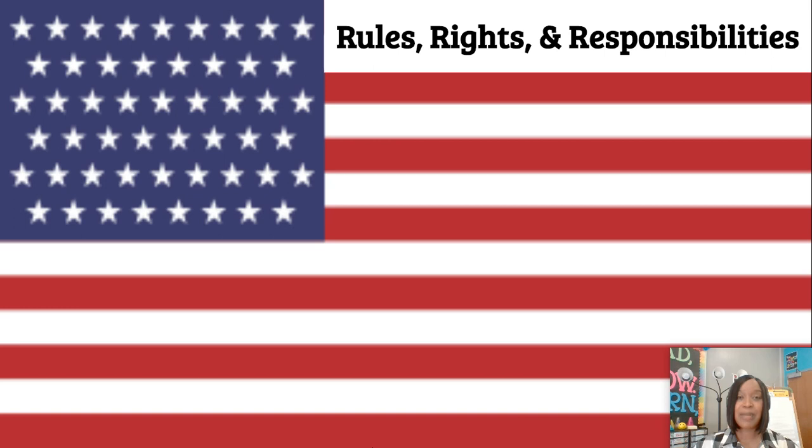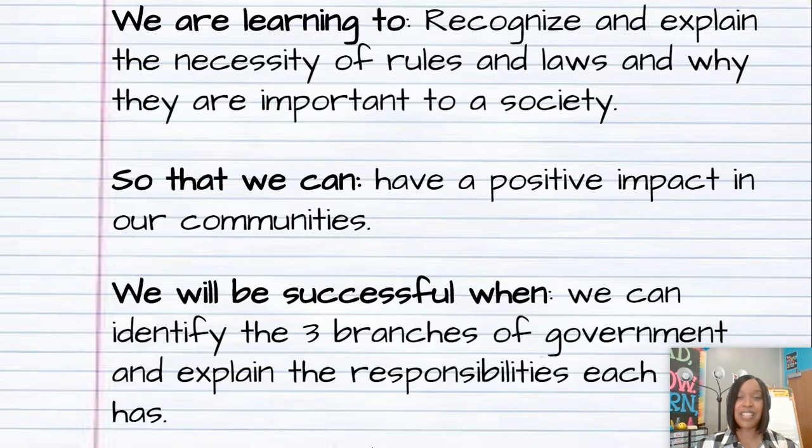Today, we're going to talk about rules, rights, and responsibilities. But first, let's start with our learning intentions. Today, we are learning to recognize and explain the necessity of rules and laws and why they are important to a society so that we can have a positive impact in our communities. We will be successful when we can identify the three branches of government and explain the responsibilities each branch has.